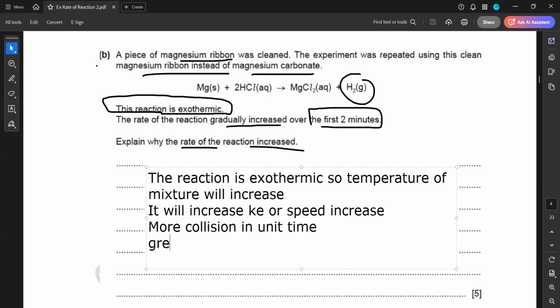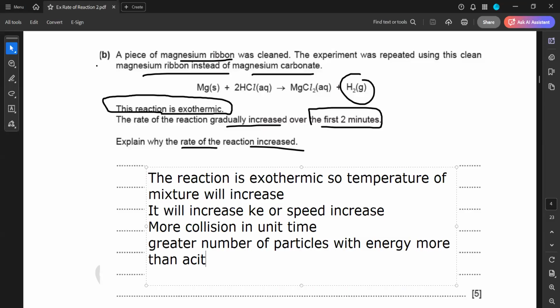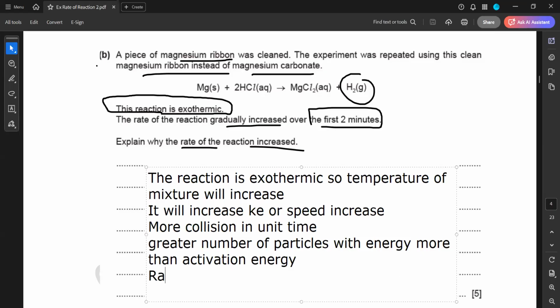And a greater number of the particles will have energy more than the activation energy. So the rate will increase. That's how you write the structure whenever anything is related to temperature. Whenever anything is related to temperature, you will always list these points, okay?